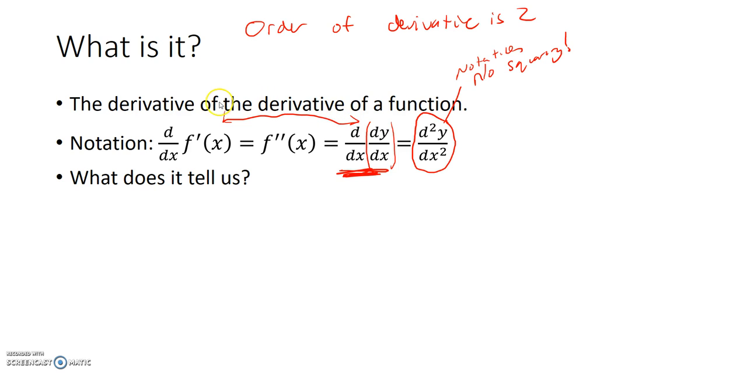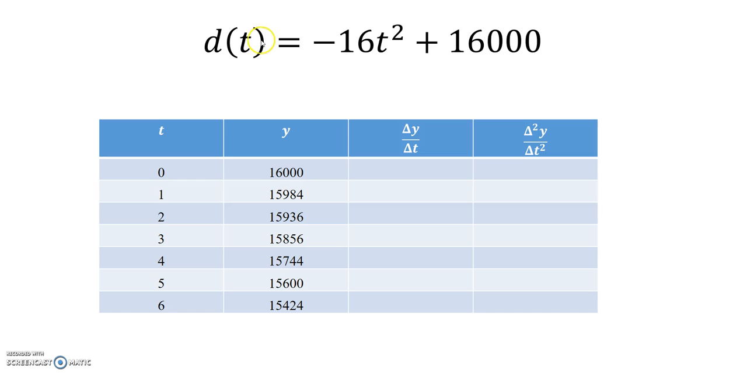Okay, so what does it tell us? That's one of the most interesting questions we would want to answer: why would we want to take the derivative of the derivative? Do we just like taking derivatives a lot? Well, let's investigate a function. This particular function has to do with the distance of an object from the ground. We're measuring in feet, and we're looking at the height of the object from the ground, measured in feet at t seconds.